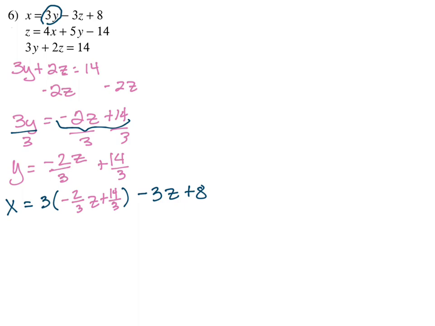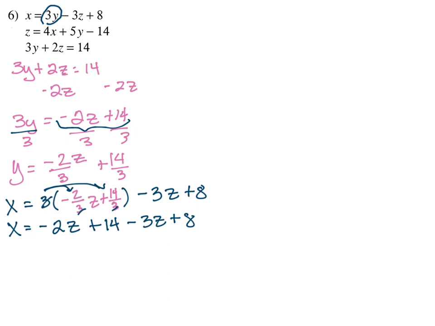Good, good. So x is equal to, when we push that 3 through, what's about to happen? The denominators cancel. Okay, so it's going to be negative 2z plus 14. Our denominators do cancel. 3 and 3 and 3. Those are all gone. Minus 3z plus 8.